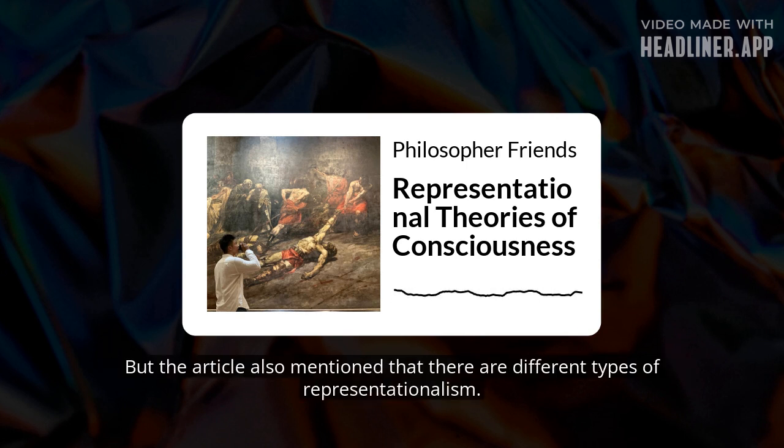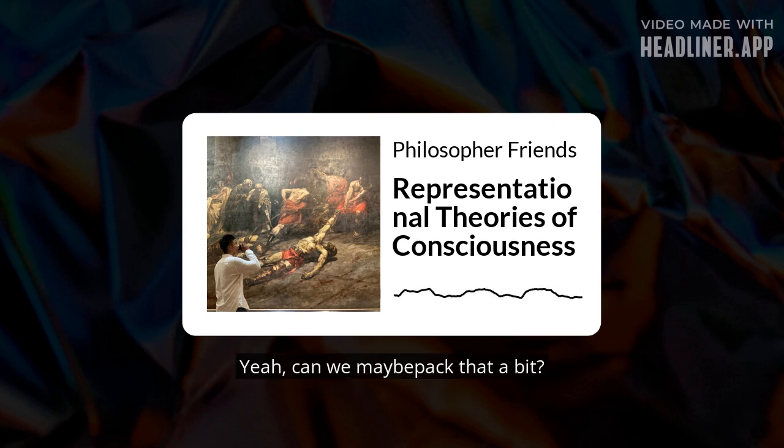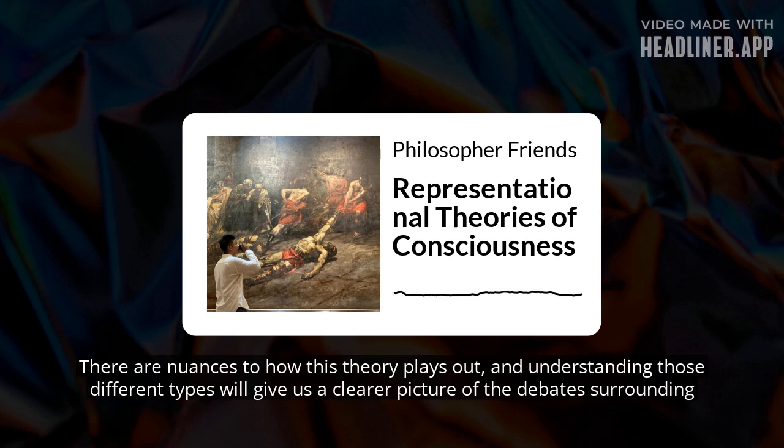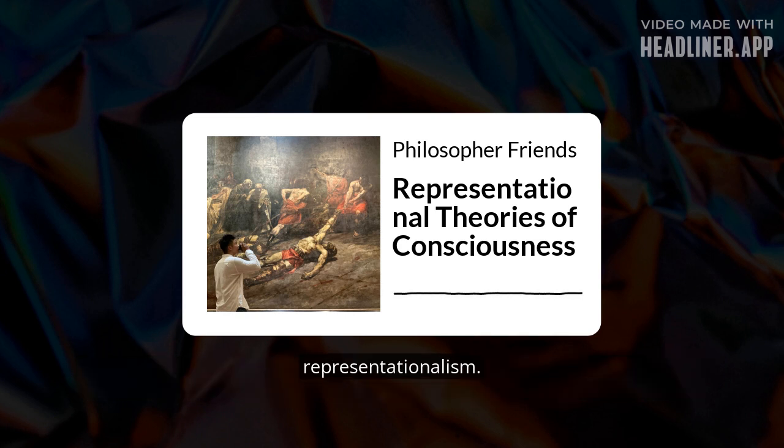But the article also mentioned that there are different types of representationalism. Can we maybe unpack that a bit? Absolutely. There are nuances to how this theory plays out. And understanding those different types will give us a clearer picture of the debates surrounding representationalism. Perfect. Let's dive into those different types then.